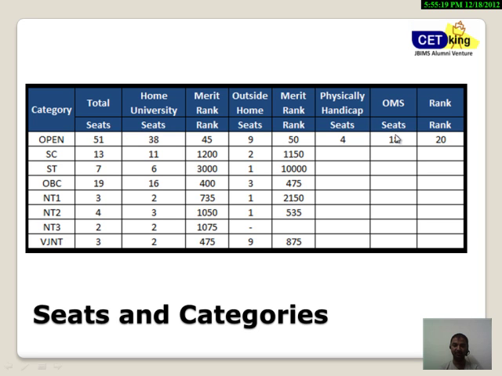Fine, there is no physically handicapped reserved category seats or the OMS reserved category seats in the CMAT exam. SC 11 seats, ST 6 seats, OBC 16 seats, NT 1, 2, 3. So that's the breakup of the seats. So please go through them. Please pause the video and look at this, the on average rank required in the CMAT merit rank for the college.